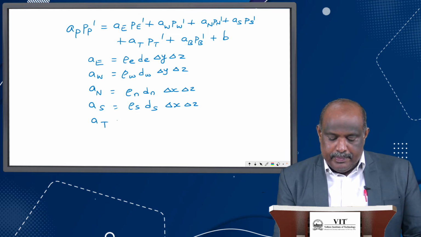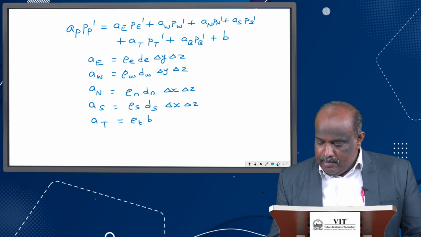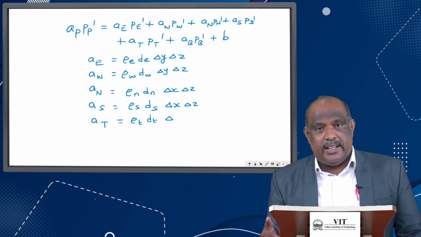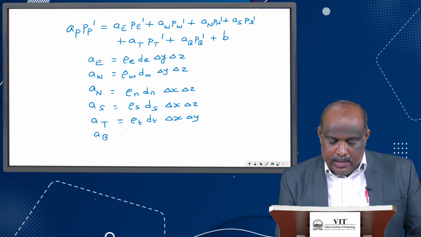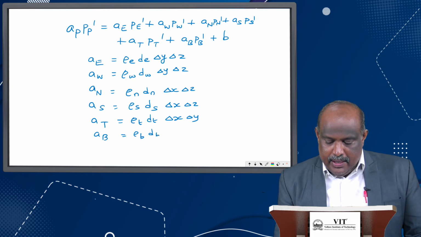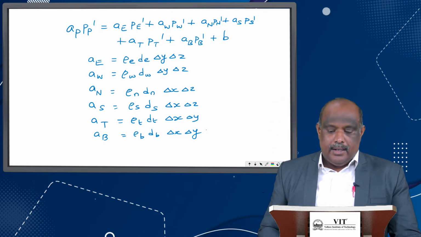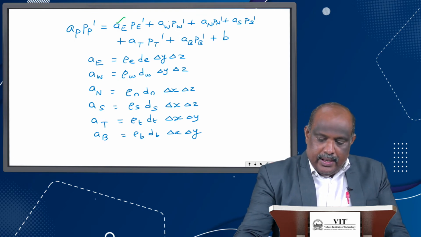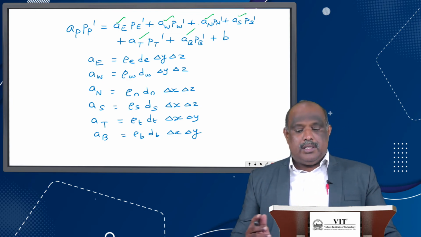What about a_T? a_T will be equal to rho_t d_t. It is in the z direction, so Δz should not come. So Δx Δy. What is a_B? It is equal to rho_b d_b times Δx Δy. So now we know a_E, a_W, a_N, a_S, a_T and a_B. All these terms we know.